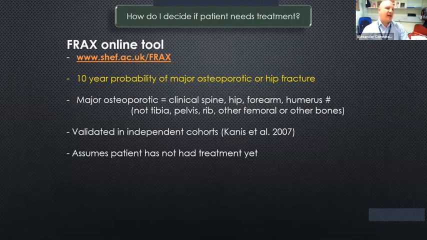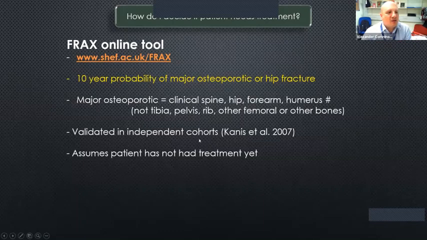This tool has been validated in lots of independent cohorts, and traditionally assumes the patient has not had any treatment. So there's no point using it in patients who come to clinic who are already on alendronate. It's not designed for that. You can use it to get an idea of their risk, but it's not giving you a true risk for patients who are on treatment. It's giving you a risk for patients who have not had treatment.